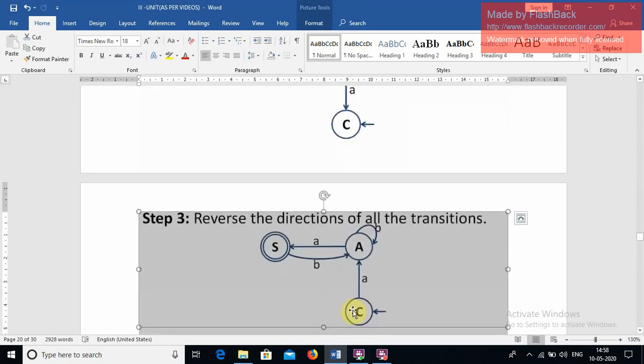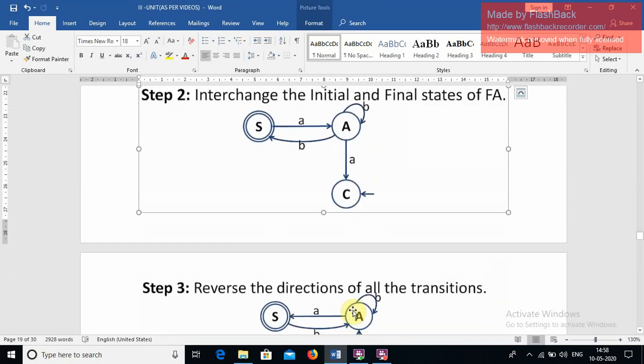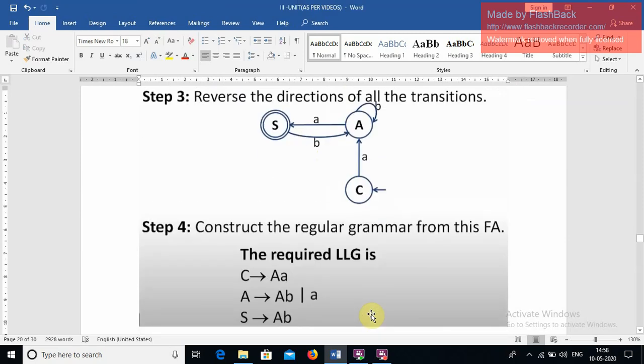The third step is to reverse the directions. In the previous diagram we have a transition from S to A with input a. The same is interchanged here: from A to S we define input a. Like this, A to S with b, here S to A with b. Like this we can reverse every direction of the FA.